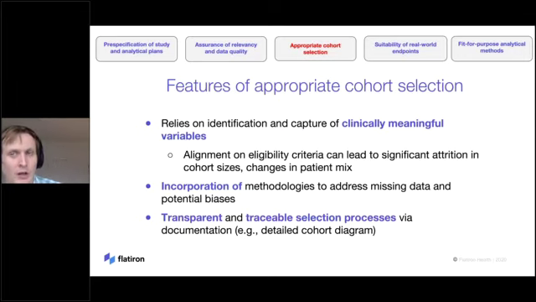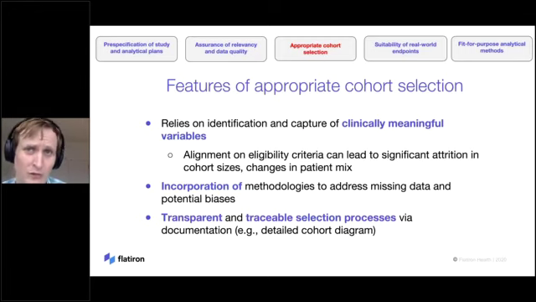So you want to understand, are you trying to get a cohort that matches what you see in a trial, or do you want to look at a population that might allow you to understand the effect of a drug on a broader population?